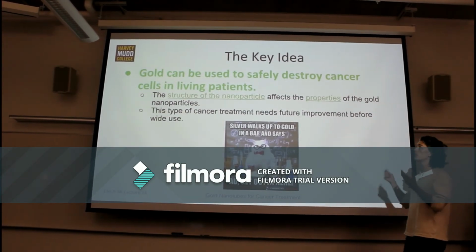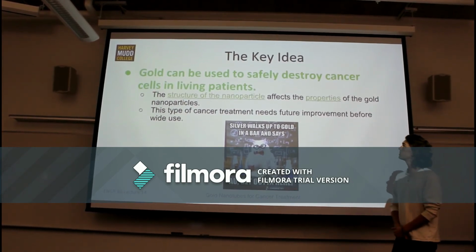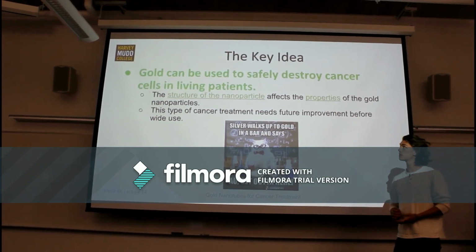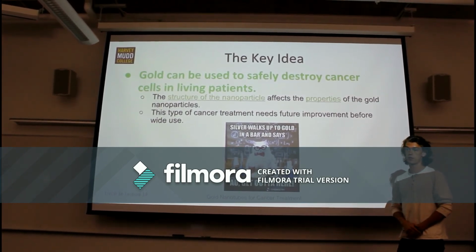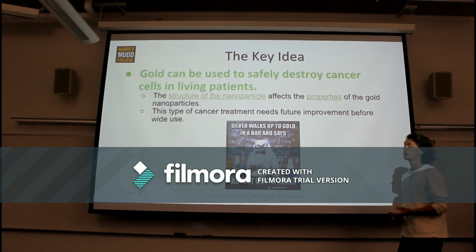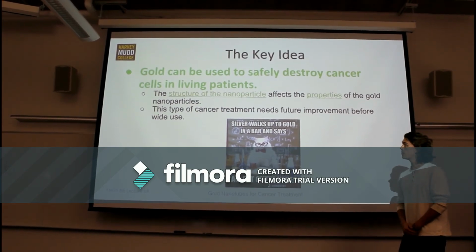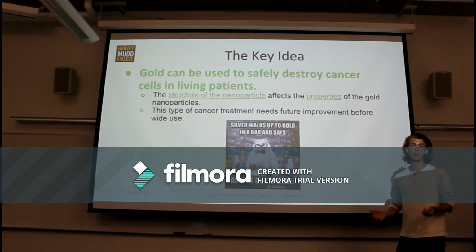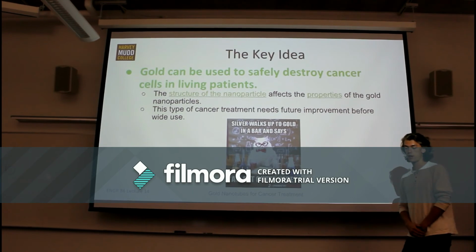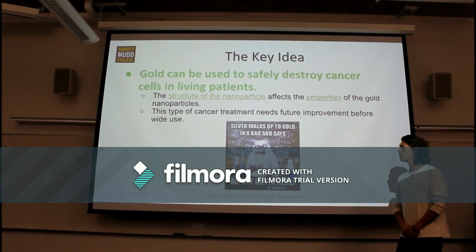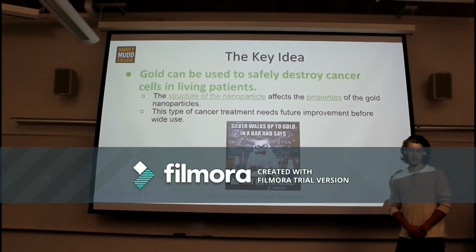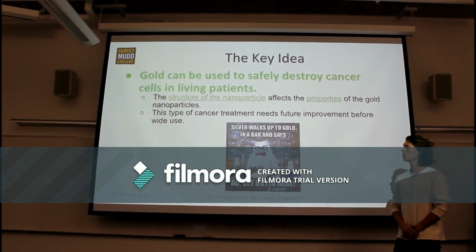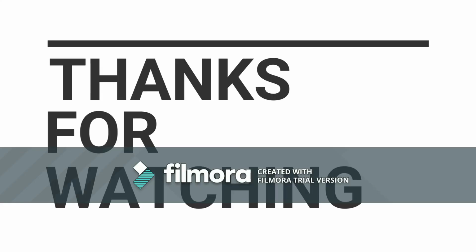So that brings us full circle, and as we've mentioned, gold can be used to safely destroy cancer cells in living patients and ideally eventually living human beings. The structure of the nanoparticles was explained at the beginning of this, as well as the properties and how the particles are produced. And this type of treatment does need future improvement before it can see any sort of human trial or wide use at all. But the future is promising, and moving forward, you can clearly see how material engineering is going to be useful not only in design of large-scale structures, but actually in the medical world too.